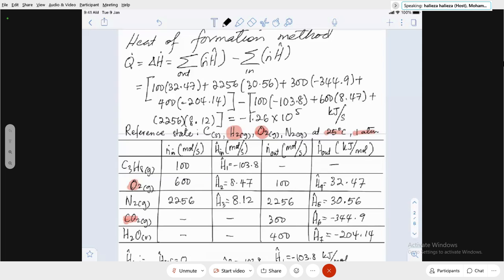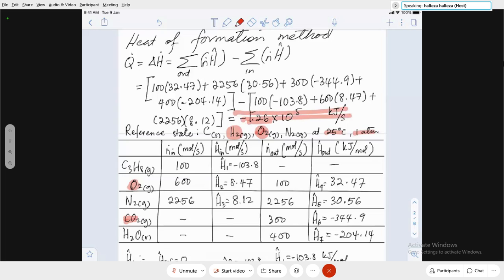It's just a matter of which method you like. Do you like the heat of formation method or do you like the heat of reaction method? But if you don't have the heat of reaction, there's no way you're going to use the heat of reaction method. So any questions, guys? This is your final answer.